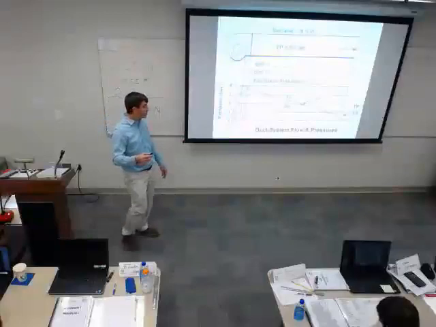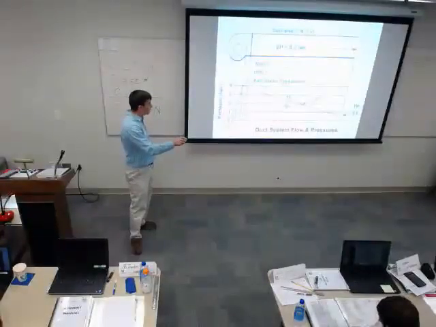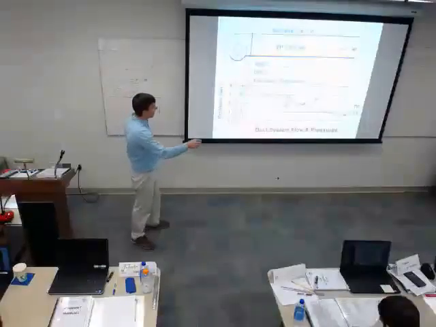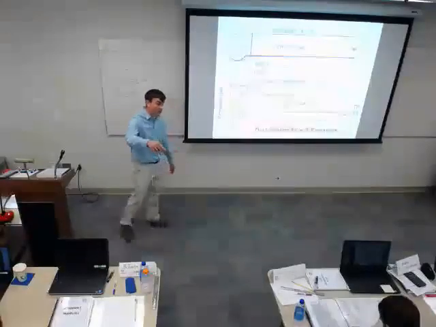Everybody got that? So my total rise across that fan is 3.5 minus a minus half, which is 4 inches. Okay? So my fan static pressure is going to be 4 inches. We're going to use that again in a minute when we get to the fan curve.